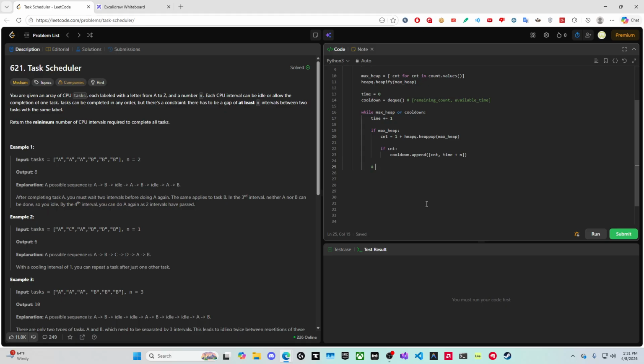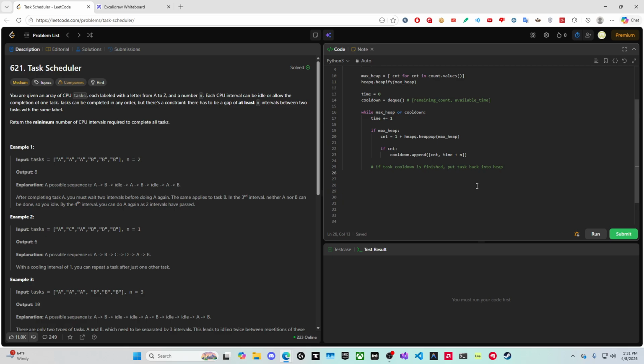we're going to check first of all if there is some task, because right now we're at whatever value time is at. We need to look at our cooldown queue and see, is there any task at this particular time that is off cooldown, and we can insert it back into the max heap. So if the task cooldown is finished, basically put the task back into the heap.